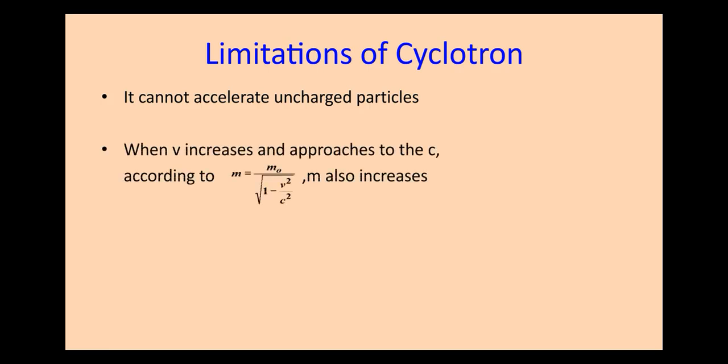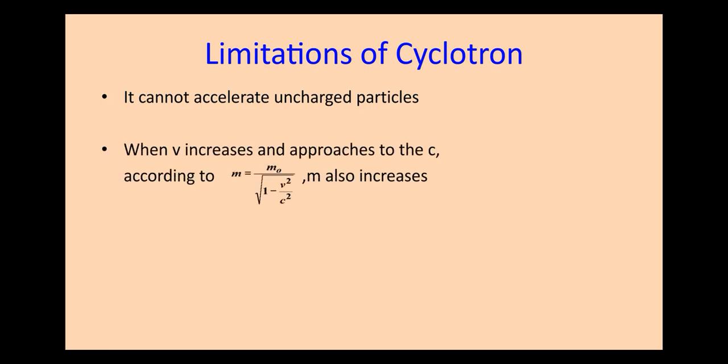Now let us see the limitations of the cyclotron. So the first limitation is that it cannot accelerate uncharged particles, it only accelerates charged particles.